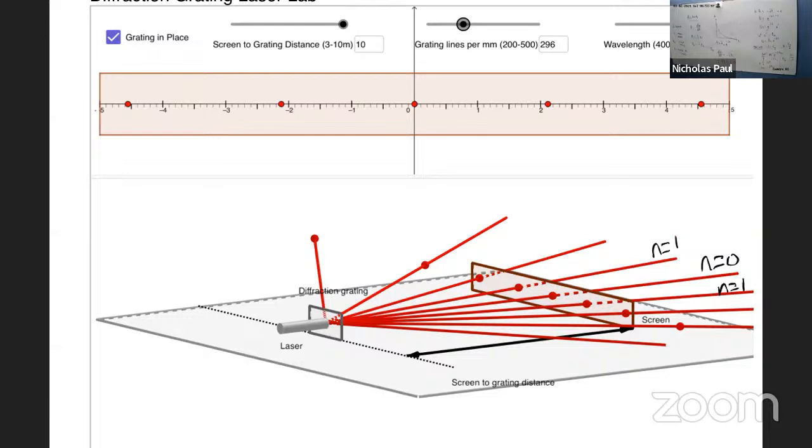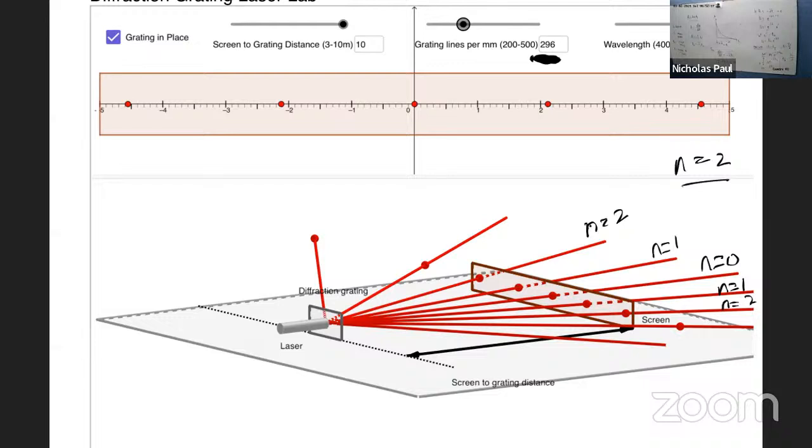Here is order 1. In fact, I shouldn't say they're equally spaced. They're not equally spaced. Right? I'll show you how to work out the angle. So you have order 1, and here you have order 2. If I were to choose red light with a diffraction grating of 296 lines per millimeter, I will end up with 2 orders. All right?